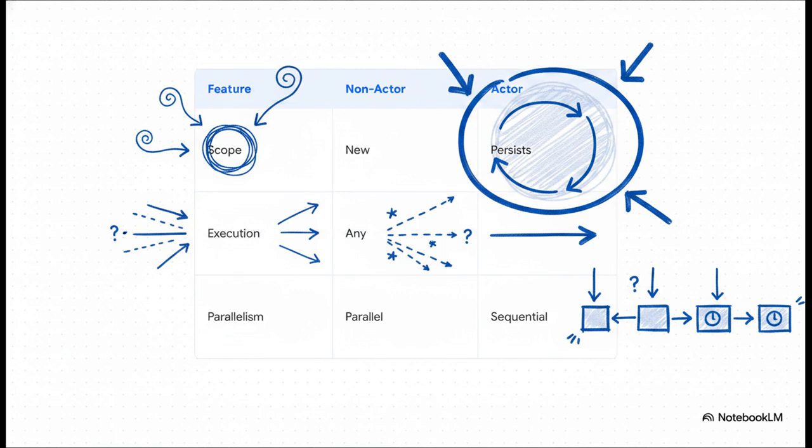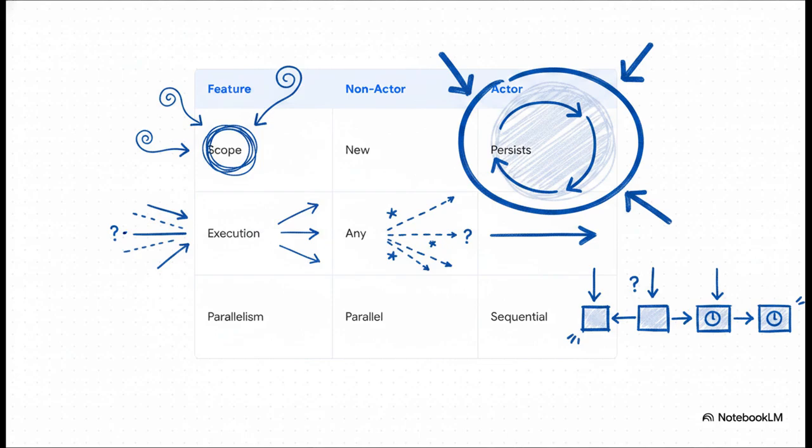Let's walk through this quick comparison. With a normal non-actor callable, a brand new scope and state are created every single time you call it. Plus, consecutive calls might actually run in parallel. But with an actor, the scope and the state persist across multiple calls. Its execution gets locked to a single scope, and crucially, consecutive calls to that specific actor will always run in sequence, never in parallel.